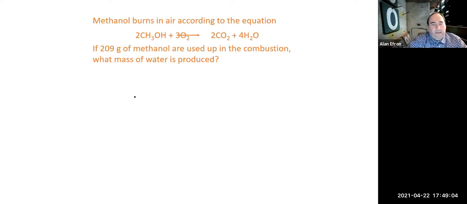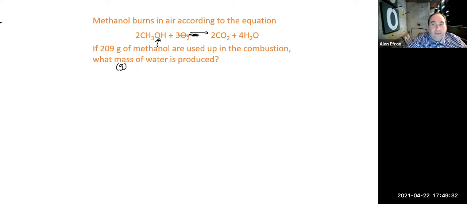Okay, so why don't you give this a go here? The arrow's a little bit off there. We'll start the arrow there, maybe. All right, so CH3OH plus 3O2 goes to CO2 plus 4 H2O. If we start with 209 grams of methanol, that's methanol, by the way, it's used up in this combustion reaction. How many grams of water will be produced?